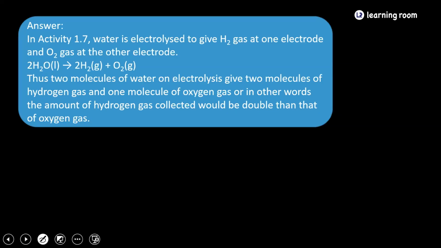So water is electrolyzed to give hydrogen gas at one electrode and O2 gas at the other electrode. So 2 moles of water on electrolysis gives 2 moles of hydrogen and 1 mole of oxygen gas. In other words, the amount of hydrogen gas collected would be double that of oxygen gas. That's why you are getting double. Okay, so you have 1 mole here, and 2 moles there. That's why we are getting this. And next question.